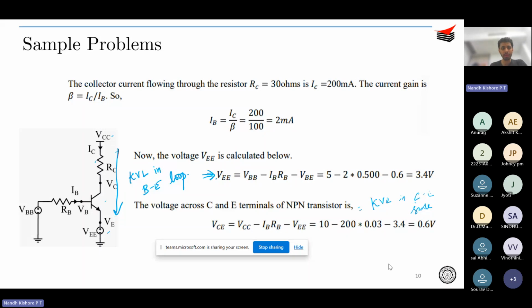So this is again a pretty simple problem. Just find out what the base current is, apply KVL in the base-emitter loop, and apply KVL in the collector-emitter loop. Okay, we will move ahead to the next question.